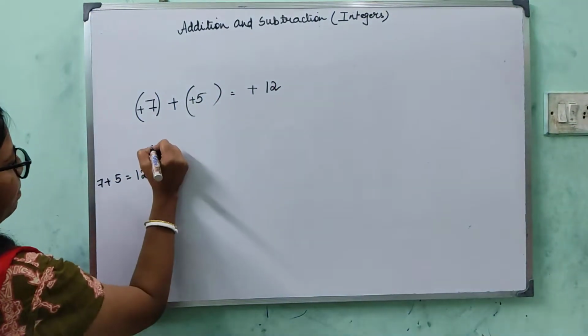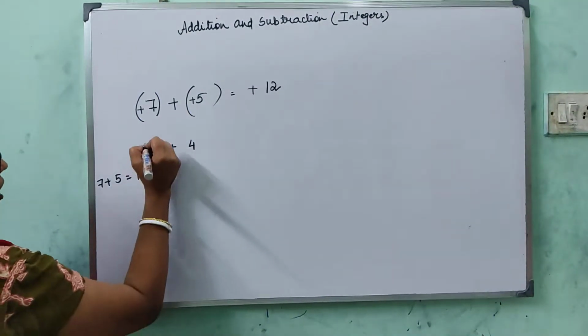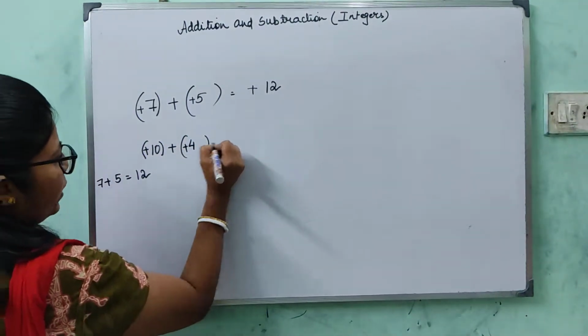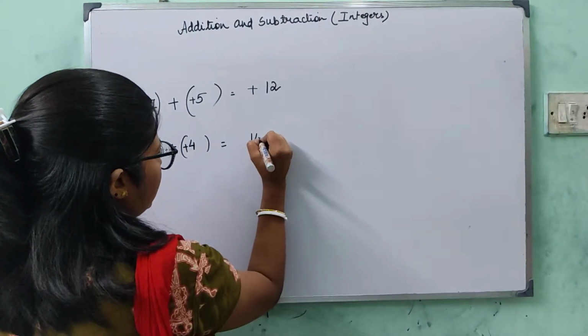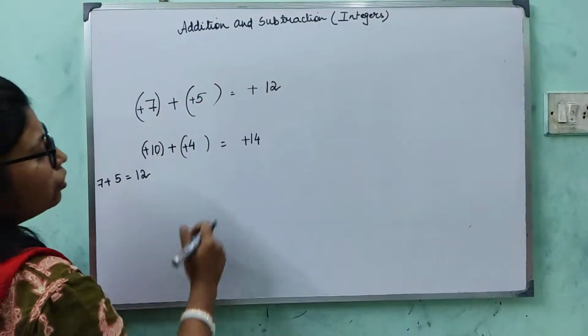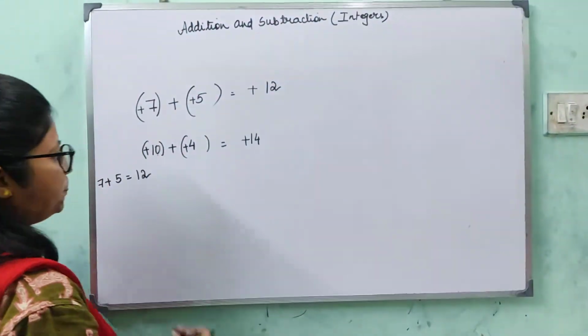Let's take one more example. 10 plus 4. Okay. So if I take this as plus 10 and this as plus 4, so I know 10 plus 4 is equal to 14. So 14 means a plus 14. So what I can see, adding two positive integers, we are again getting a positive integer.